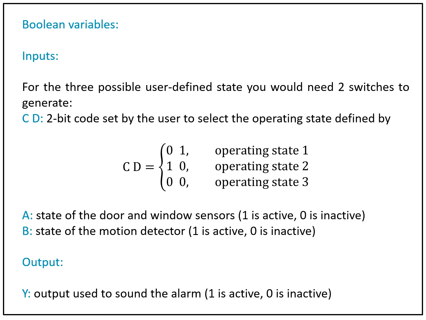Then we have A and B representing the sensors, the ones associated with the windows and the doors, and the ones associated with the motion detection. When it comes to the output, in this case we have only one output, which is either having the alarm on or off. So for that we would need only one binary variable, which we would call Y. Whenever it's equal to 1, it means the system is active and will be giving the alarming sound. Otherwise, if it's 0, it will be off.